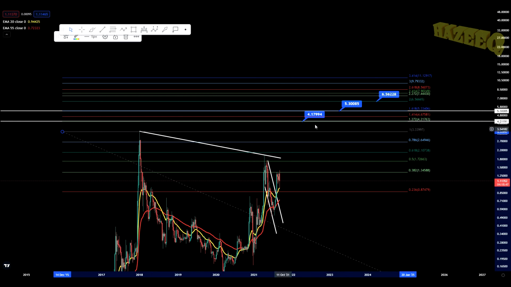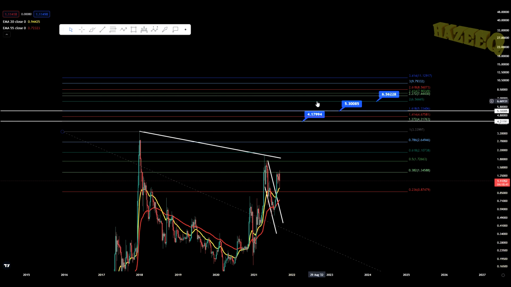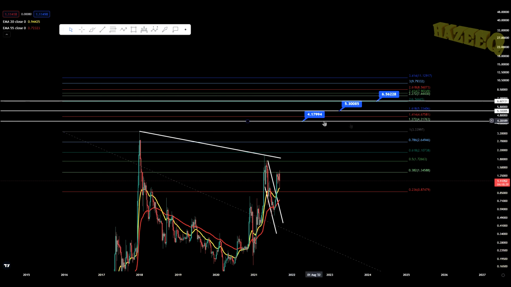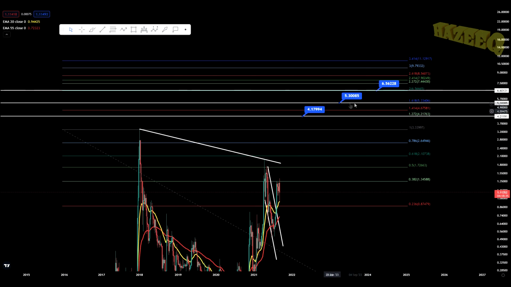Now, I think these levels are possible. Definitely, XRP is a great project. The only thing, in my opinion, keeping it down is the lawsuit. So I think there's a lot of money waiting on the sidelines to get into XRP once the lawsuit is over.